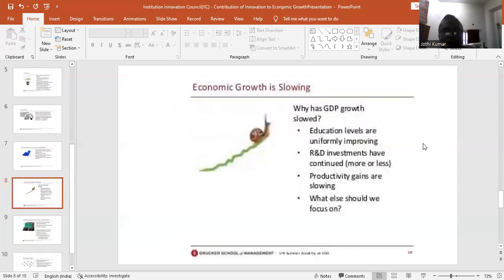In the years below, the GDP has been growing at a slow rate because the educational levels are not uniformly improving. The R&D investment is very low. The productivity of brains is very low. Due to these reasons, the economic growth of the country is slowly decreasing. So we should focus on the productivity of brains, the investment in projects, and education levels to increase economic growth.